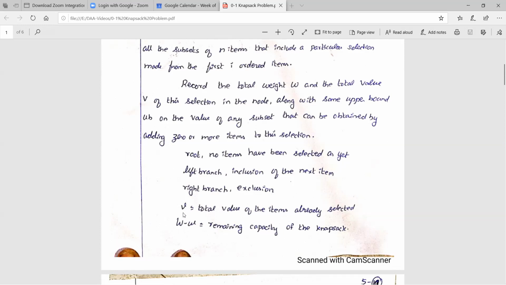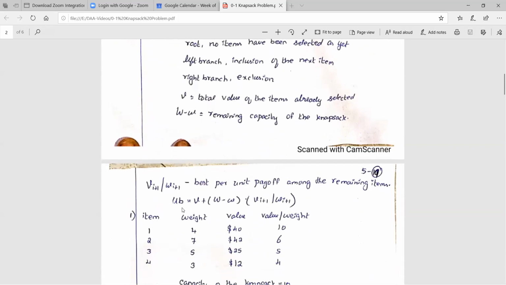So for the formula, v is the total value of the items already selected. Each time we select an item, the value keeps adding up. Capital W is the capacity of the knapsack, and small w is the weight of the objects we selected. W minus w is the remaining capacity of the knapsack. Whenever we select an object, its weight has to be reduced from the capacity of the knapsack. Next, v(i+1) divided by w(i+1).